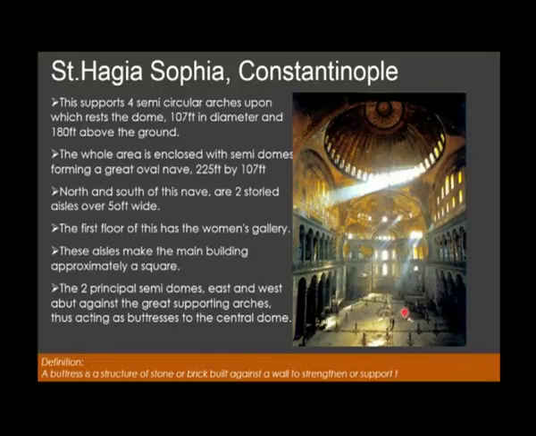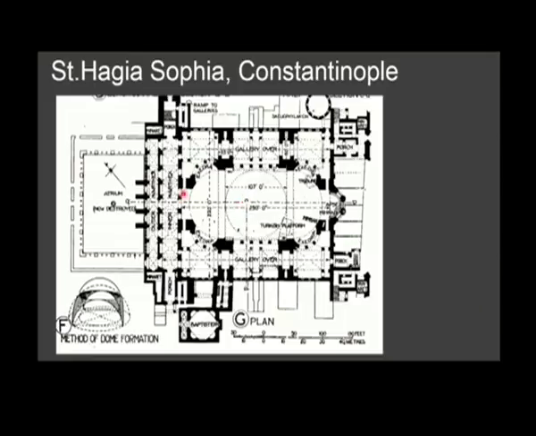That particular buttress gives support for the wall. The monumental interior of the Hagia Sophia has 4 semicircular arches, upon which one huge dome rests, which is 180 feet above the ground and 107 feet in diameter. The whole area is enclosed by semi-domes, forming one oval nave. The nave of this church is oval in shape.